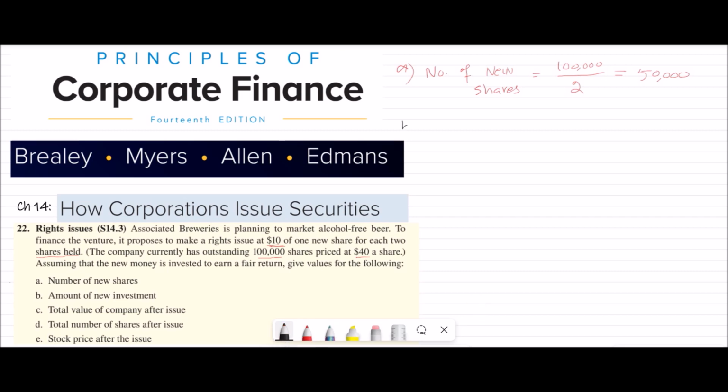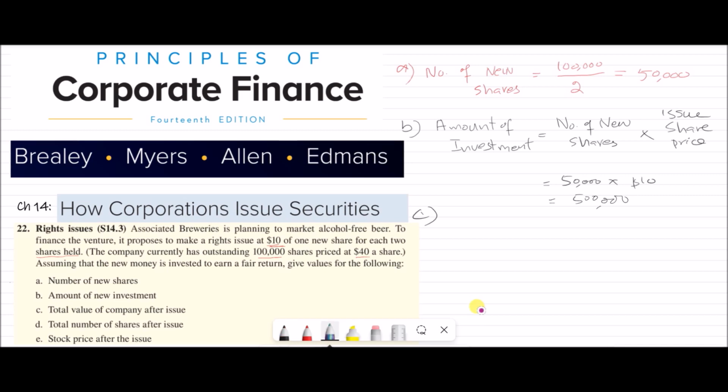Part B, the amount of the new investment. The amount of investment will be the number of new shares multiplied by the issue share price. The number of new shares is 50,000 and they are being offered at $10 each. So this will become $500,000. This is the new investment.